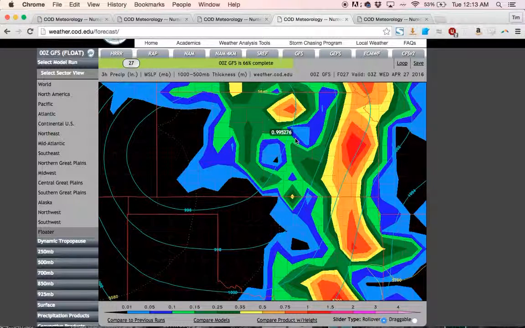Now, for several reasons, I'm not exactly sold this is going to be the case, but it's something to be cognizant of. If I see the dry line marching forward faster tomorrow, then I know that I have to move my target into line with this. And there's some pretty impressive values in here.